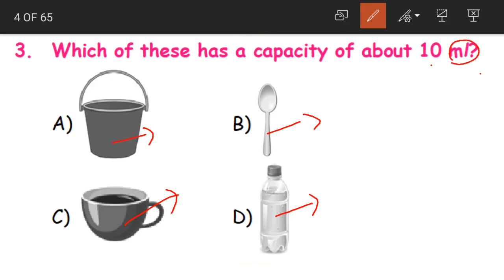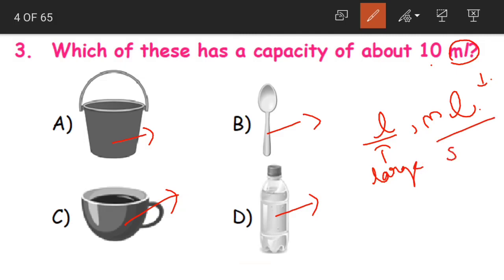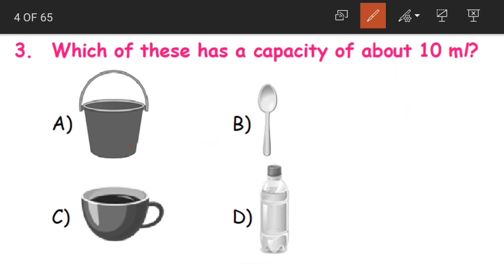Now if you remember the hierarchy of unit of measurements, we have liter and then we have milliliter. Liter is used for large quantities and milliliter is used for small quantities. So that means here 10 ml means we are looking at very small quantities. Now from the given options, which has the lowest capacity, do you think, children? Option B, spoon. Yes, now this spoon has the lowest capacity, that is of about 10 ml.